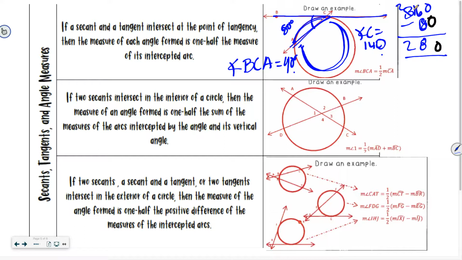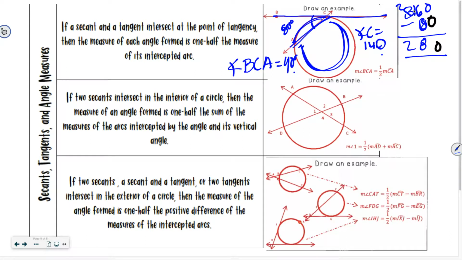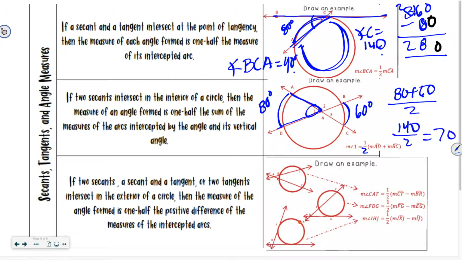The next one says if 2 secants intersect in the interior of a circle, then the measure of the angle formed is 1/2 the sum of the measures of the arcs intercepted by the angle and its vertical angle. So what they're saying here is that angle 1, which is right here, is going to be half the average of arc AD and BC. So whatever this measure is, let's just say that this is 80 degrees and this is 60 degrees. I would say that 80 plus 60 is 140. 140 divided by 2 is 70, which means that this angle here, angle 1, would be 70 degrees.